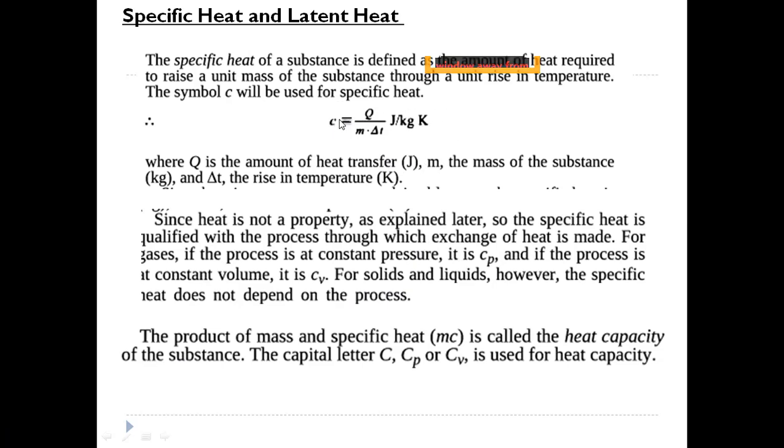If you multiply this specific heat with the mass, since specific heat is a specific quantity independent of mass, we will get the heat capacity. The heat capacity is denoted with a capital C. So capital Cp means heat capacity at constant pressure, and capital Cv means heat capacity at constant volume.